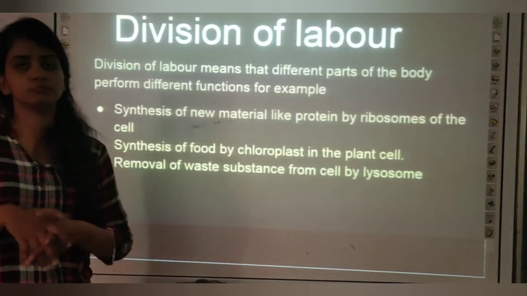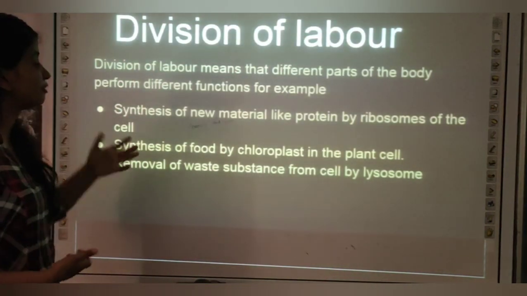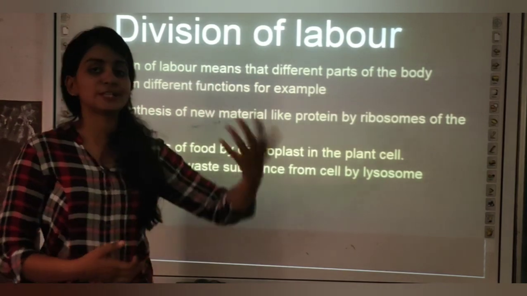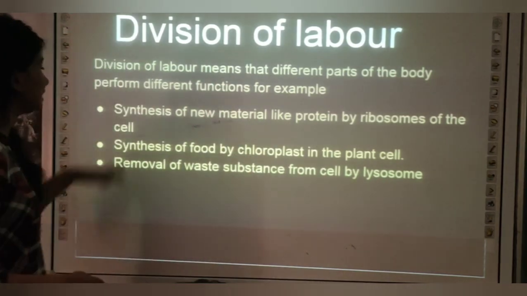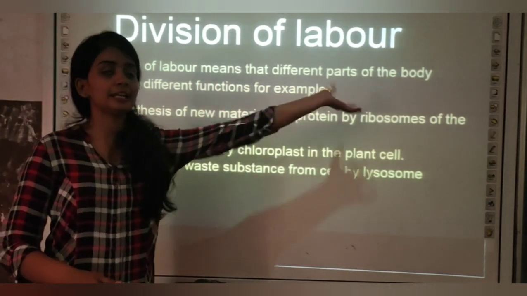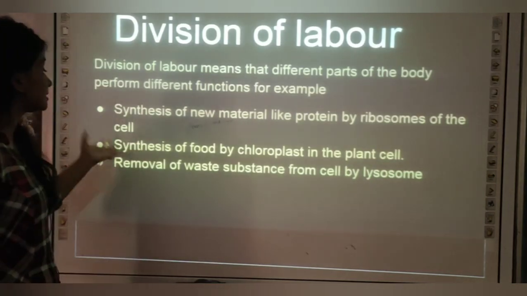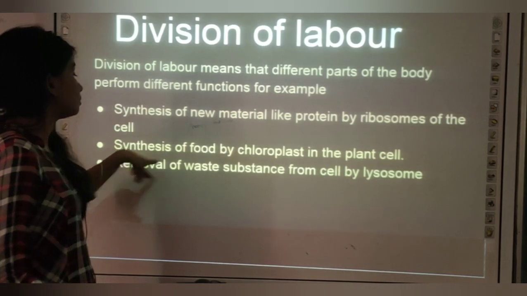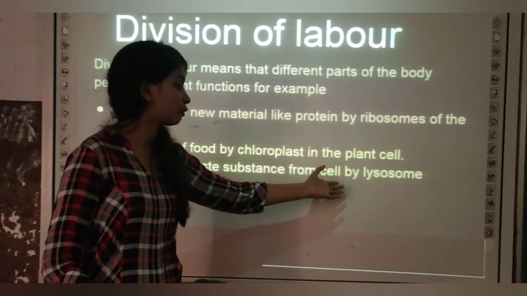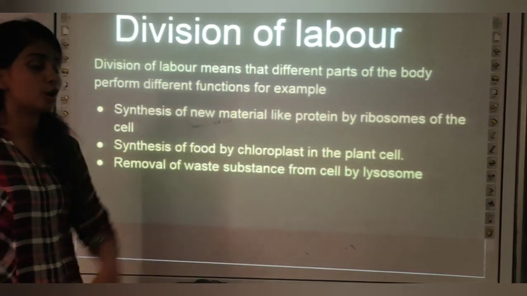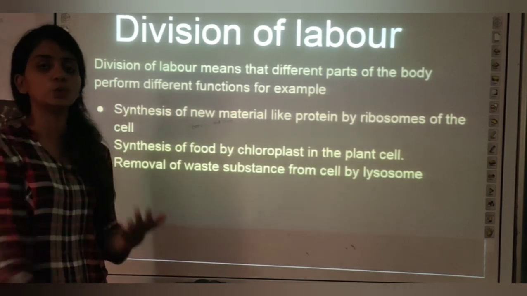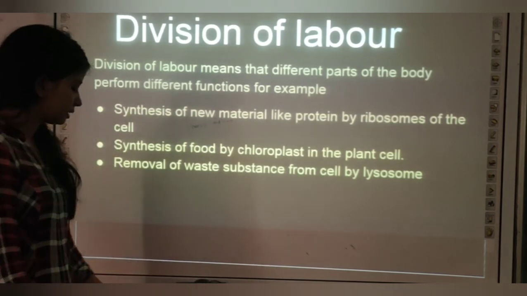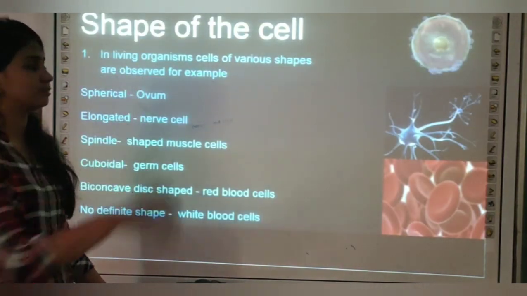Now we have division of labor, which gives a specific function to a specific cell. For example, synthesis of new material like protein is done by ribosomes, synthesis of food by chloroplast in the plant cell, and removal of waste substances from the cell by lysosome. All these cell organelles we are going to learn further. Okay, after that we have the shape of the cell.